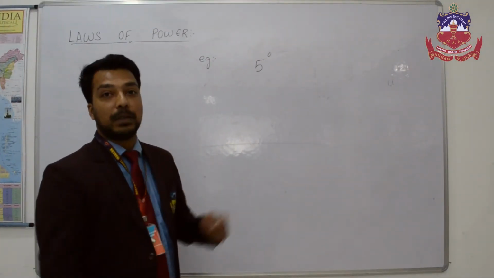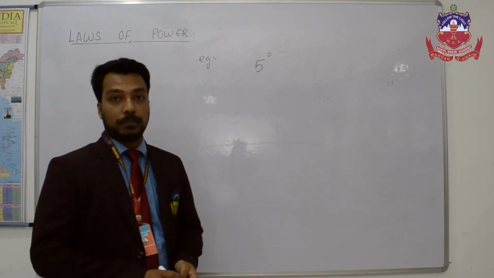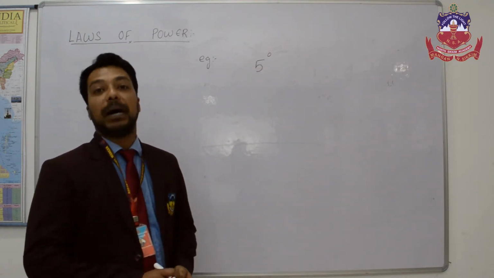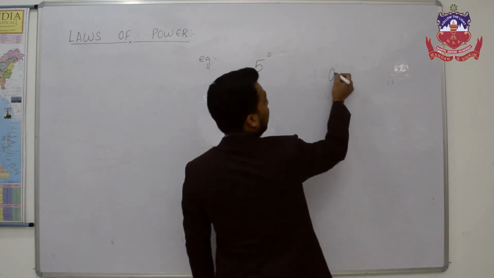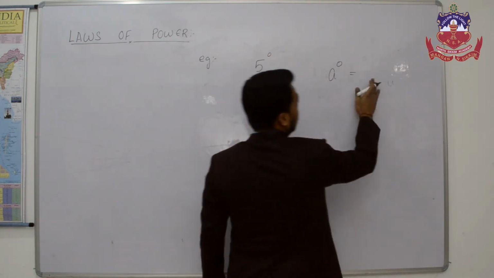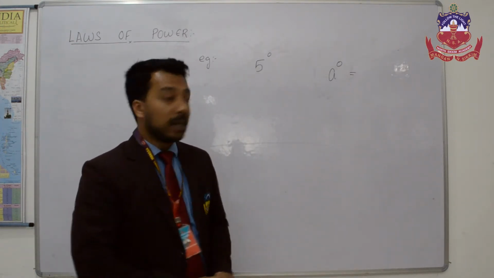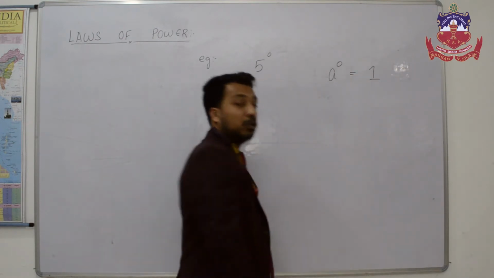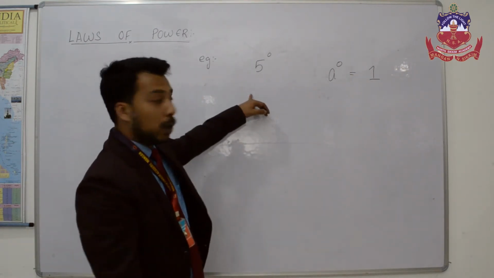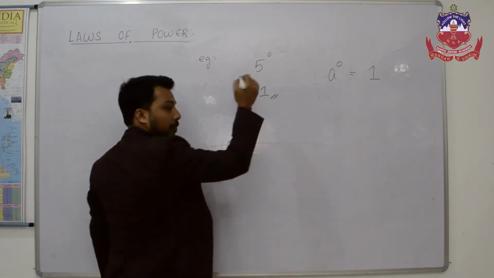The next example that we have is 5 to the power 0, which can be solved by using the seventh or the last law, which is a to the power 0. It says if any base has a power that is 0, it can be automatically written as 1. Using this law, we can solve this, which gives us the answer 1 straight away.